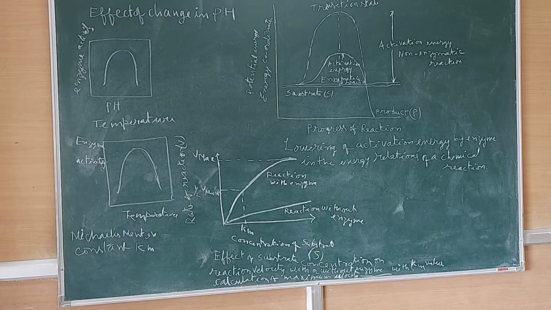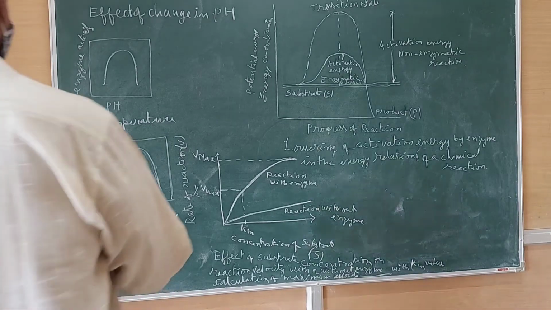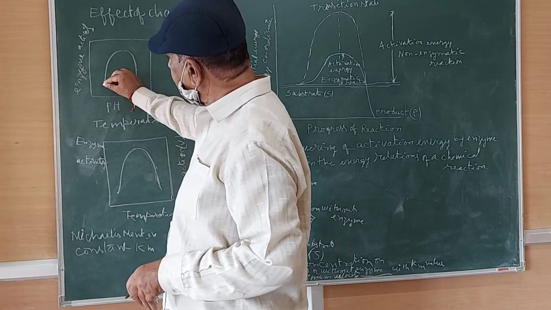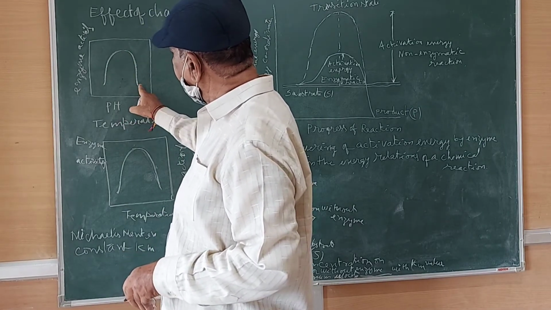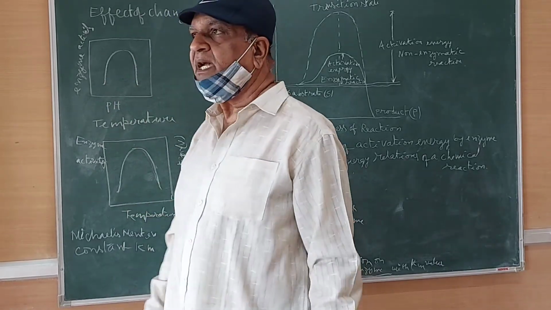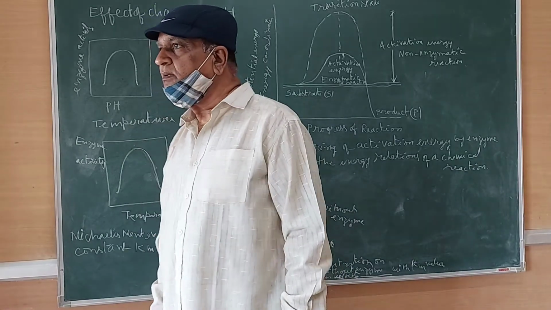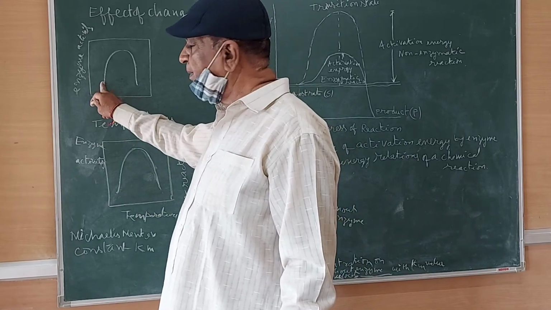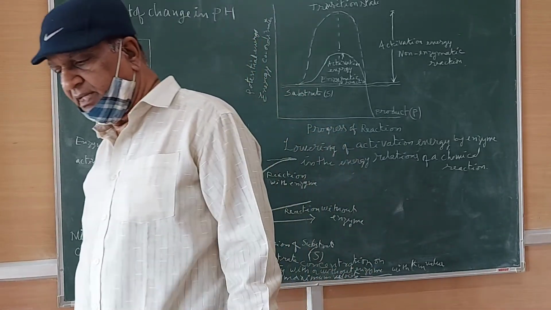Now, the activity of the enzyme declines both below and above the optimum value. The enzyme activity decreases at both minimum and maximum. Similarly, enzyme activity declines at both minimum temperature and maximum temperature, and at minimum pH and maximum pH.